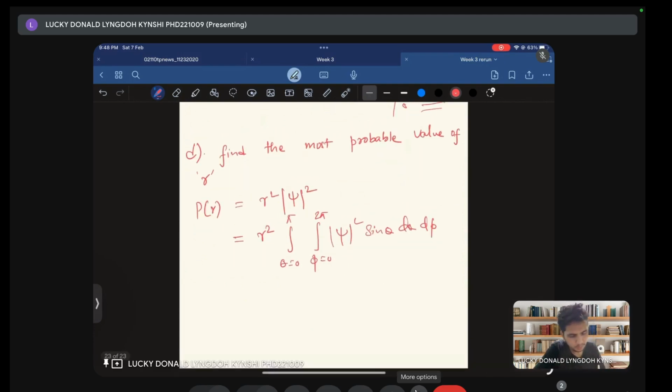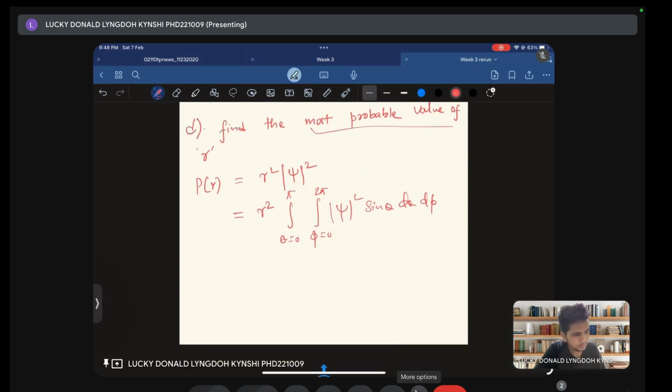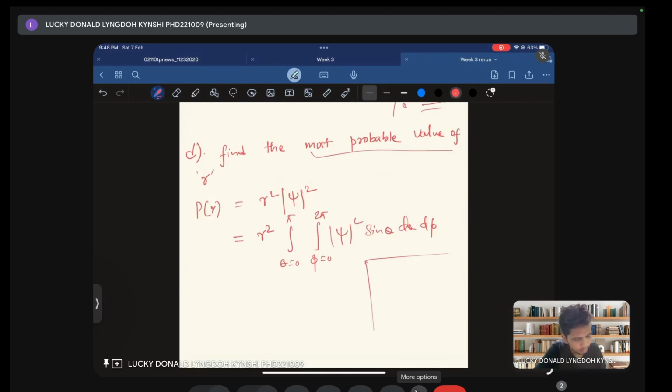Okay, so when I say most probable value of r, it also means radial probability, and radial probability is actually the probability of finding the electron between r and r plus dr. Now if you substitute psi square and sine of theta, this is proportional to r square times r4, not r square, r4 e to the power minus of r divided by a naught.